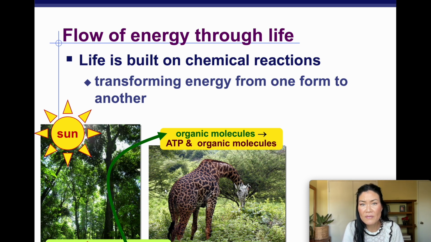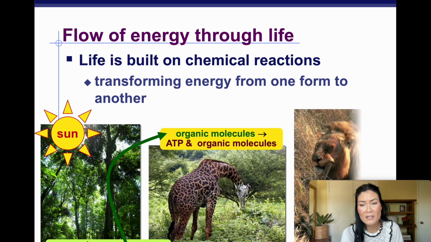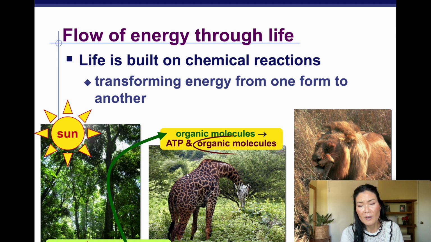It has to grow and develop. So it's going to make more carbohydrates, more lipids, more proteins, and nucleic acids as it grows. And then, unfortunately, this giraffe is going to get eaten by the secondary or tertiary consumers.